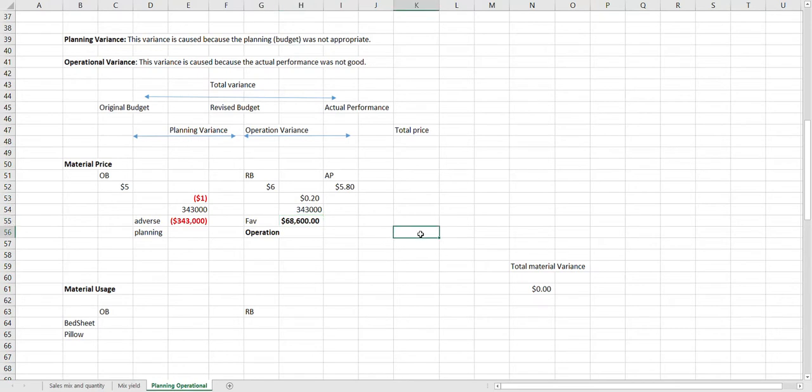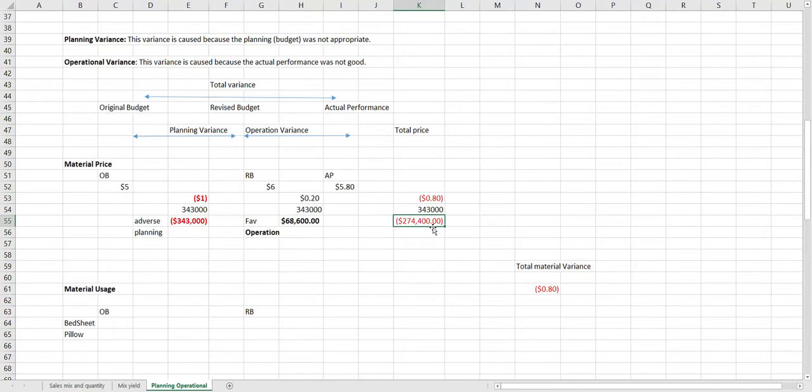The overall variance total, they didn't ask, but it would be $5 minus 5.8, and multiplying by the kgs. So if our variance reporting system was not right, we would have blamed operational staff for 274,400 adverse variances. But actually, 343,000 planning staff is responsible, and 68,600 operational staff has actually performed well.